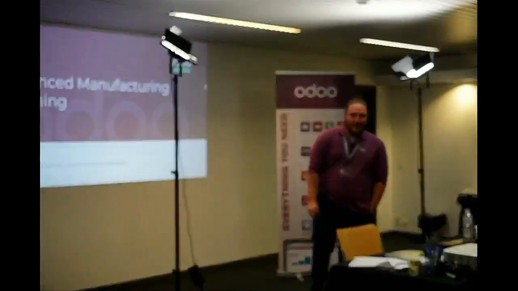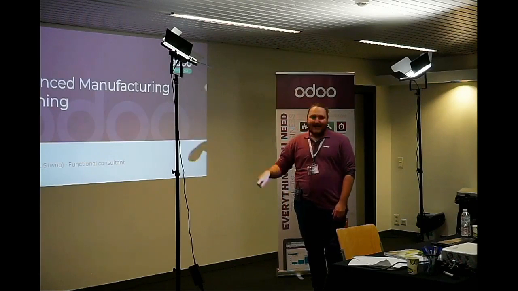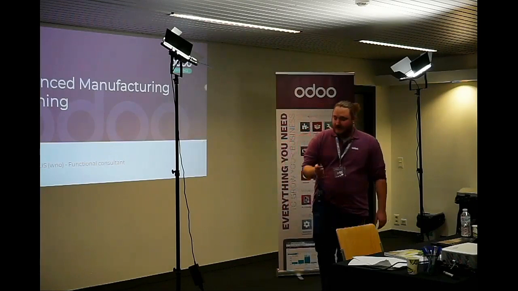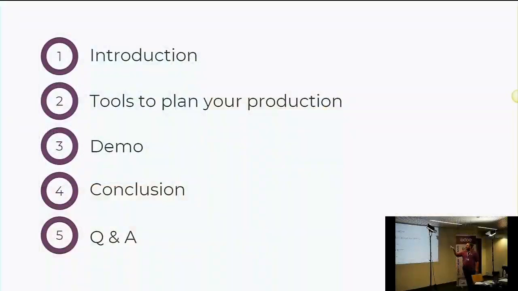Okay, so what we are going to see today is the advanced manufacturing planning. So the presentation will have 5 parts. First we are going to start with an introduction. Then we are going to see the different tools that we have to actually plan your production in Odoo. Afterwards we are going to see a little demo with everything we've seen before. And then a conclusion, and then we'll make a session for the Q&A.